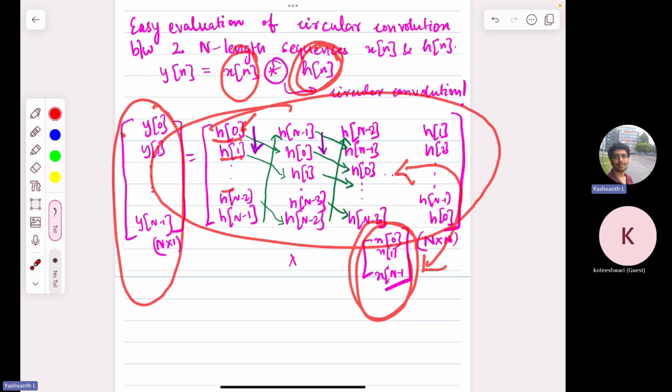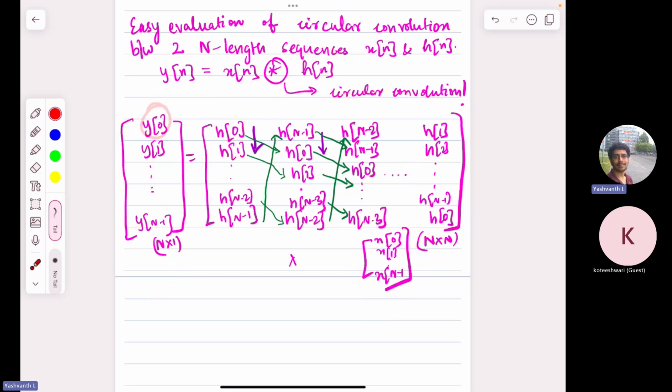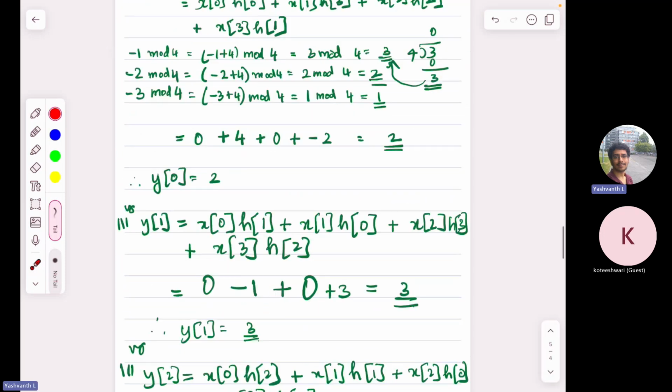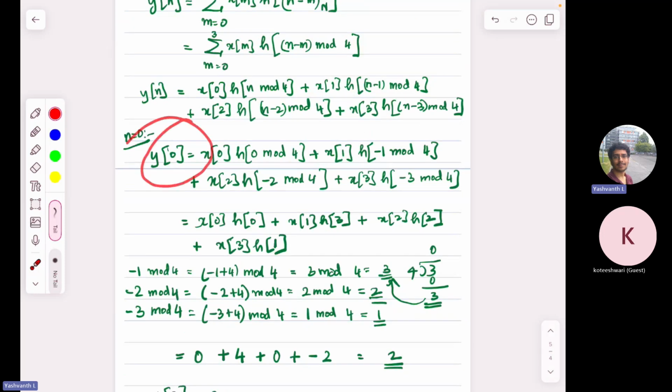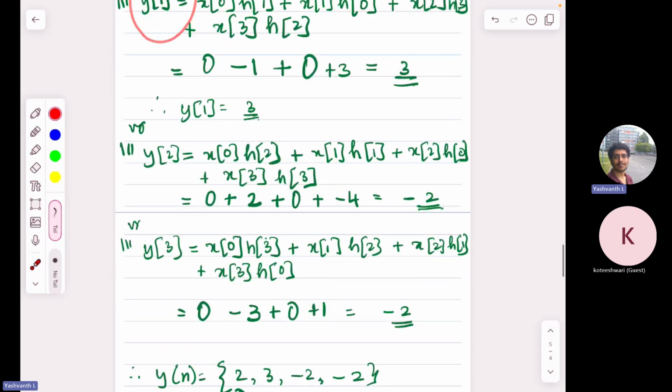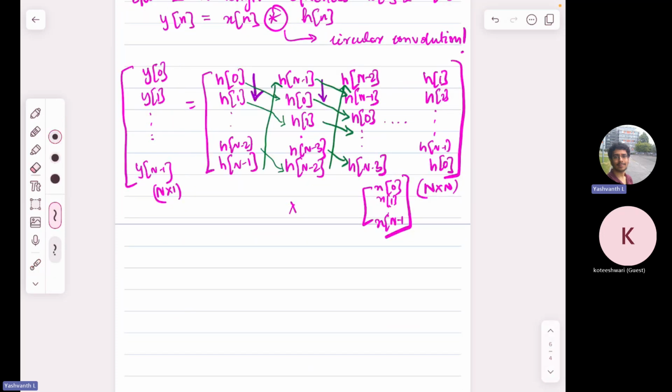Whatever vector you get as output, each entry will correspond to the circular convolution value for the 0th instance, first instance, second instance, third instance, and so on till the n minus 1 instance. So at one shot, you get the values for the entire sequence y of n. This is a short trick. For example, earlier we calculated one by one: first y of 0, then y of 1, then y of 2, then y of 3. But here, at a stretch, you can compute all the values of the y of n sequence.